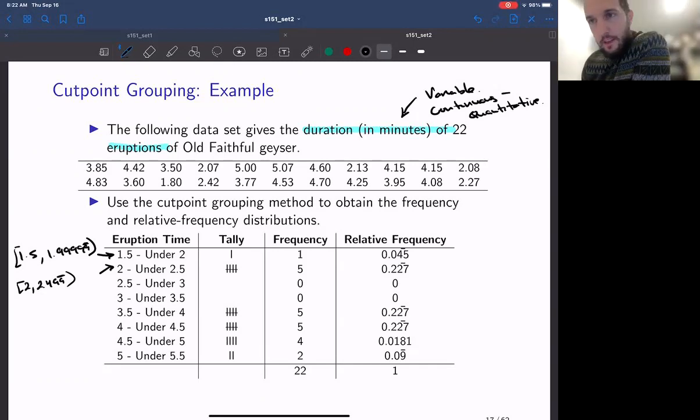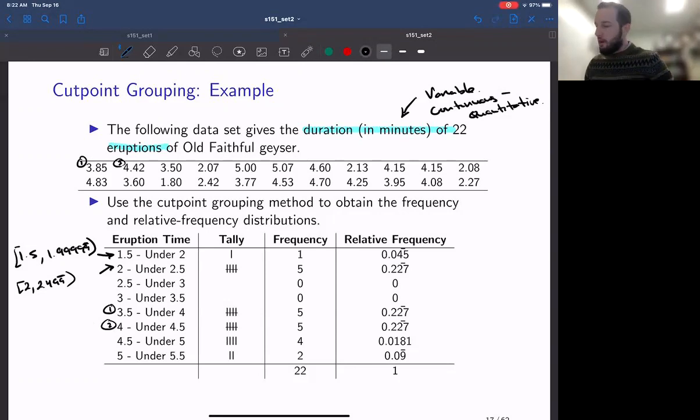Once we have our bins established, all we have to do is drop the value into the bin, right? So same idea as before. Let's say we start with 3.85. 3.85 is going to be between 3.5 and just under 4. Then let's say we do 4.42. 4.42 is going to be from 4 to just under 4.5.